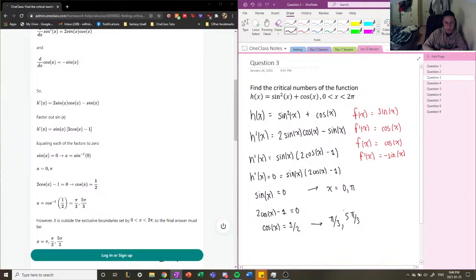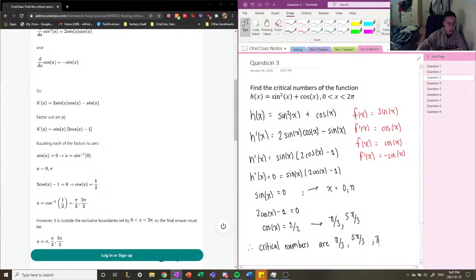So now that we have found the values of x that make this derivative equal to 0, we have found the critical numbers of our function. So the critical numbers are pi over 3, 5 pi over 3, and pi. I excluded 0 because of the restrictions on x.